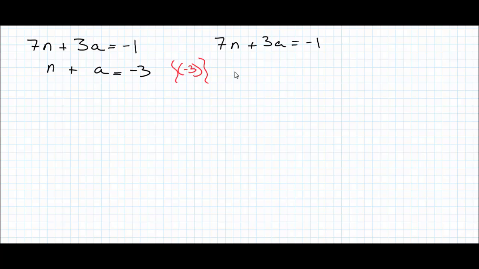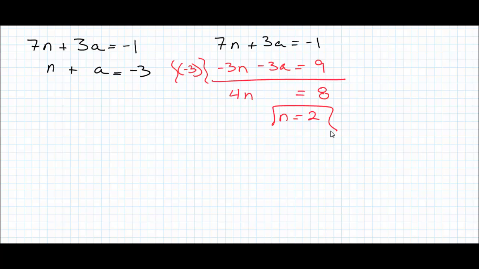So negative 3 times n is negative 3n. Negative 3 times a is negative 3a. And negative 3 times negative 3 is positive 9. So I'm going to add these equations together now. So I'm going to get 4n, 7n minus 3n. The a's cancel, equals negative 1 plus 9, which is 8. So 4n equals 8. Divide each side by 4. So n is going to equal 2.